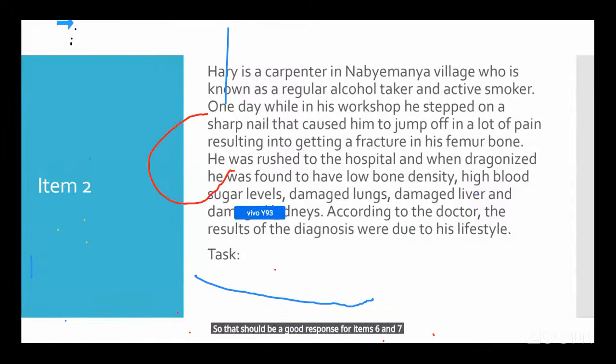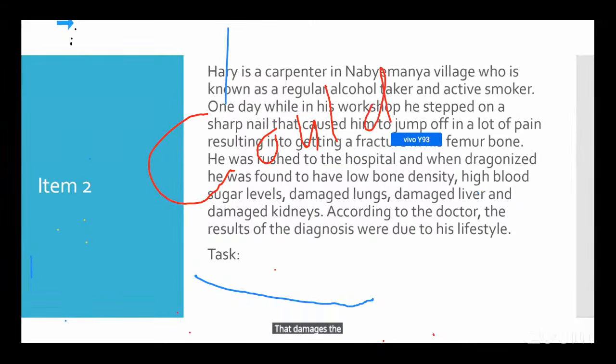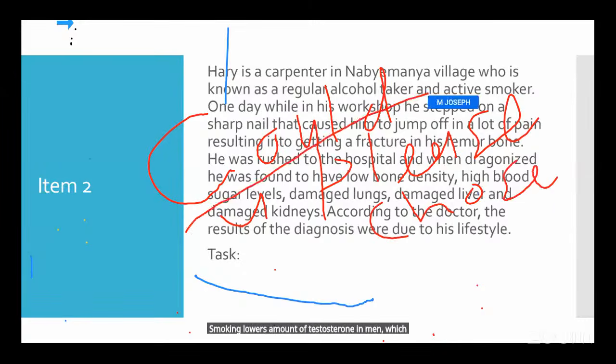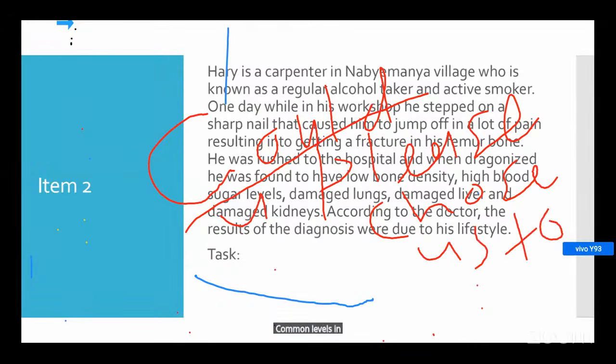Not this. High blood sugar was due to alcohol intake that damages the pancreas responsible for insulin production. Now you need to know diabetes as a result of lifestyle is usually attributed to failure of responsiveness, so that will not count. Smoking lowers the amount of testosterone in men, which in turn leads to high parathyroid hormone levels in the body, leading to reabsorption of calcium from the bones, leading to low bone density. Yeah, that is okay, Shad.